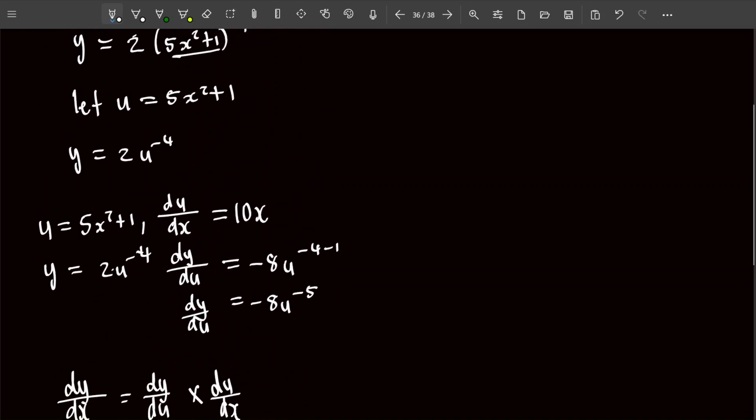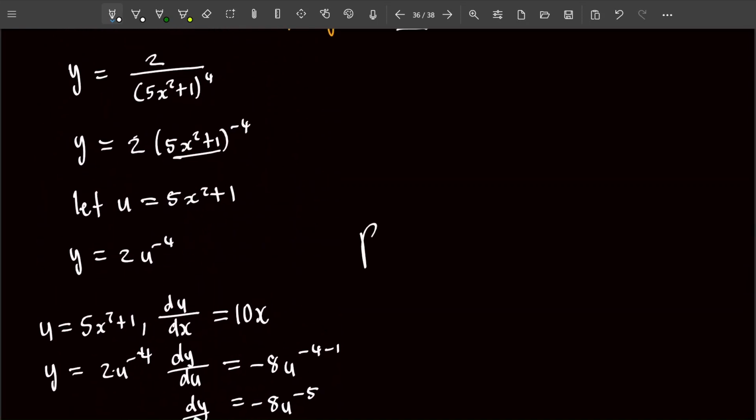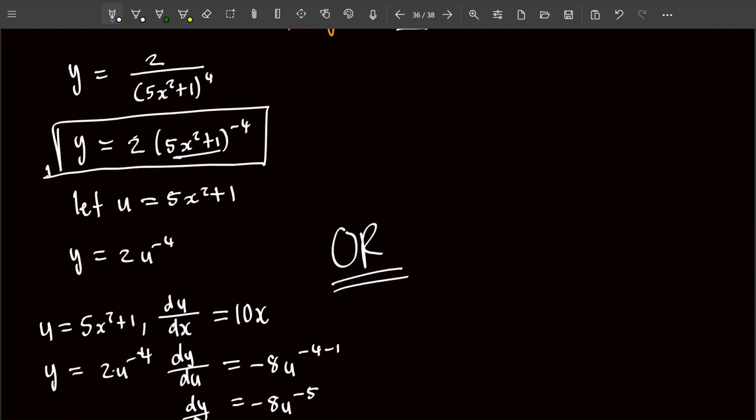Or what is going to be the shortcut? You start here. When I have it in this form, I would say y is equal to 2 multiplying 5x squared plus 1 all to the negative 4. Now I can go ahead and find dy dx, easy peasy lemon squeezy, very fast. What is it equal to? I use the power rule for the first thing, differentiating the outside. Then I'm going to multiply by the derivative of the inside.